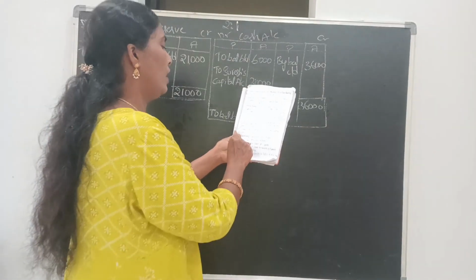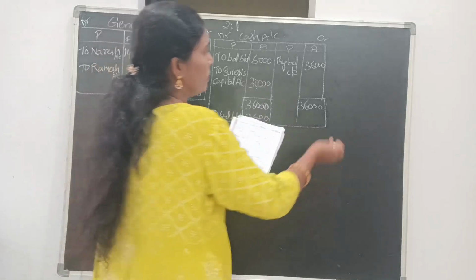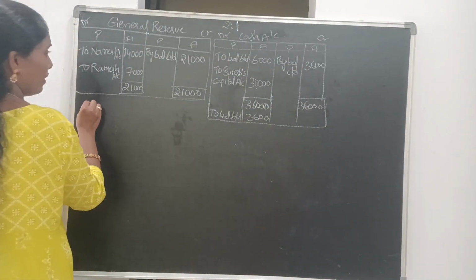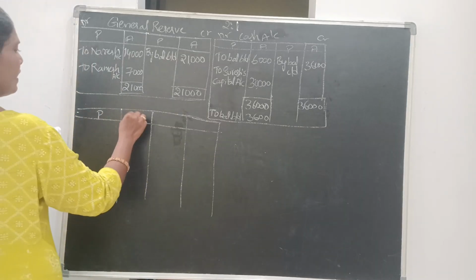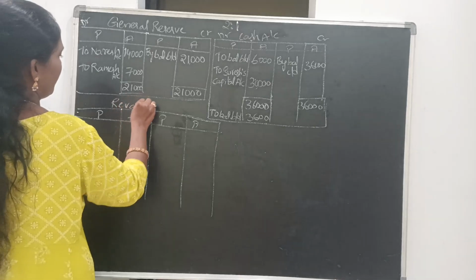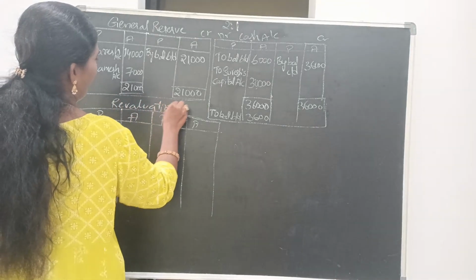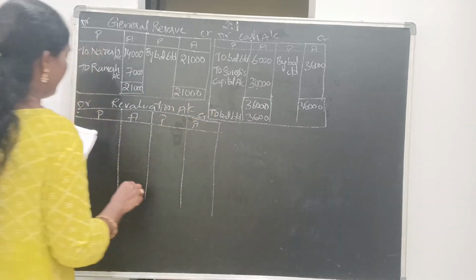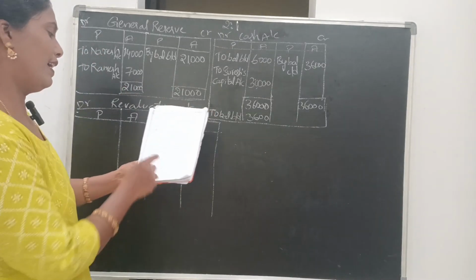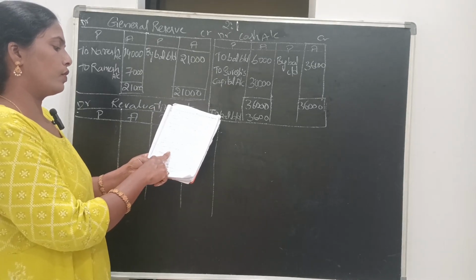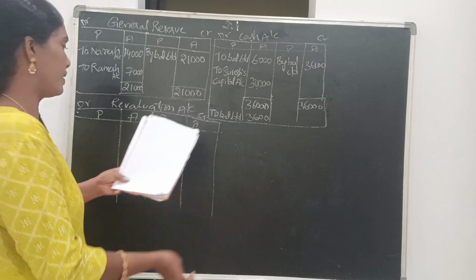Now coming to revaluation account. So I'll prepare the revaluation account here. Particulars, amount. Put the heading revaluation account. This is the debit side and credit side. So coming to the adjustments, stock. Okay, stock to be depreciated by 5%.